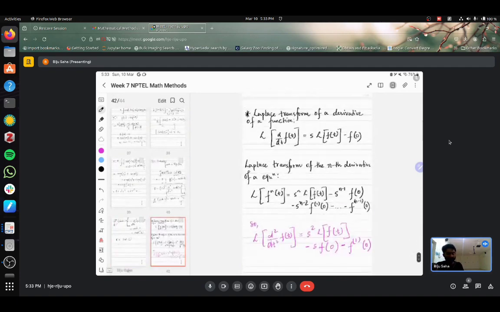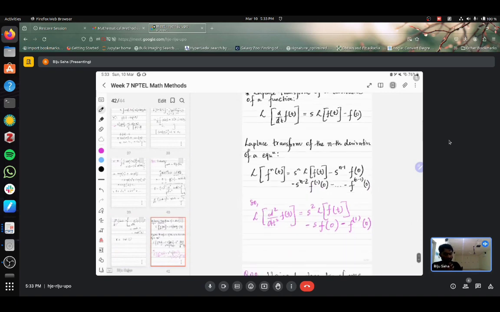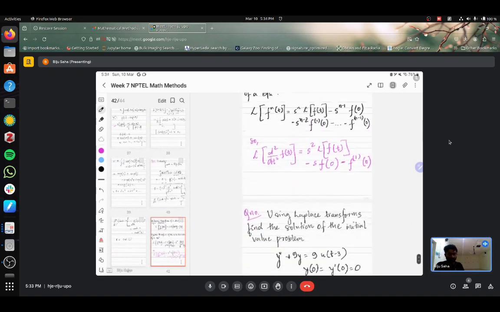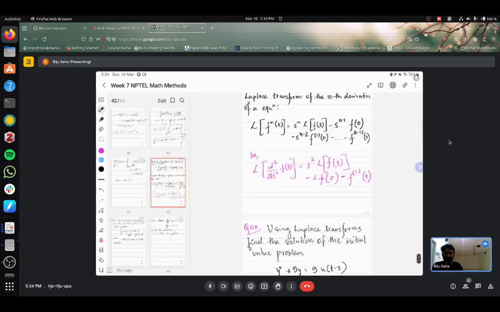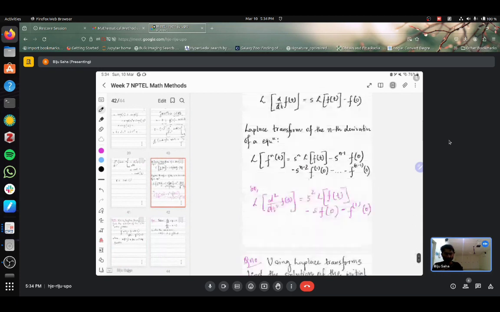Now let us quickly go to how the Laplace transform would help you solve a differential equation. That is something very important. So let us focus our attention on this for the remaining 30 minutes.